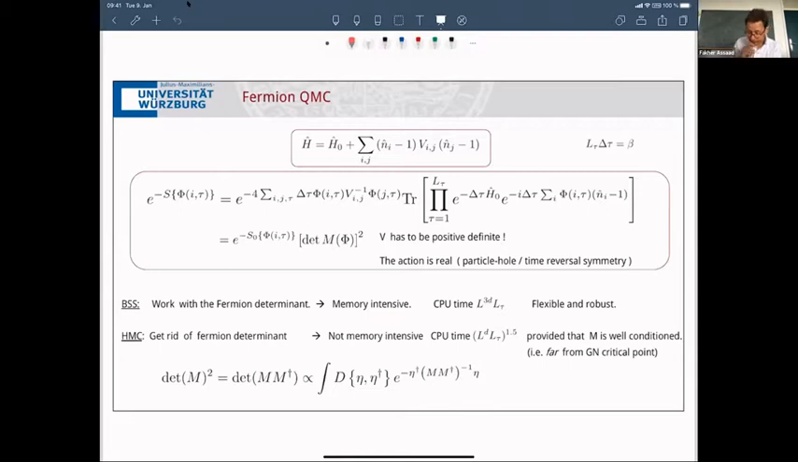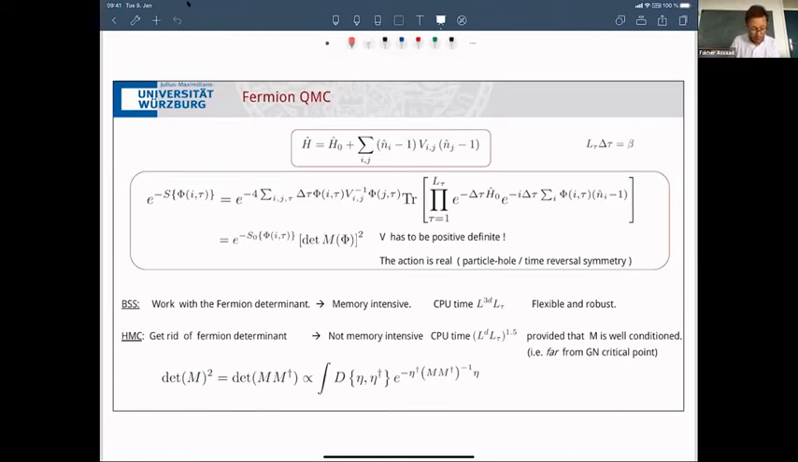It's memory intensive, but it's very flexible and rather robust, because very often with discrete variables you can do single spin flip updates, and you don't suffer too much from the problems you encounter from zeros of the determinant. So this is a slow, flexible, and robust algorithm, and it's also memory intensive. This is sometimes also a problem.